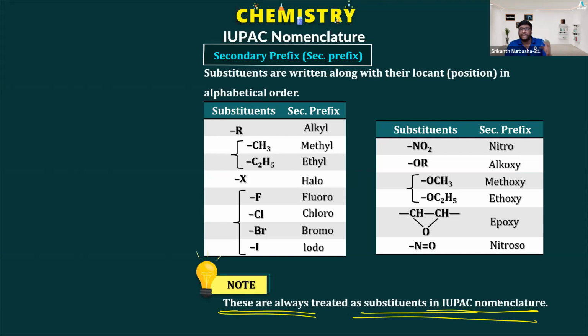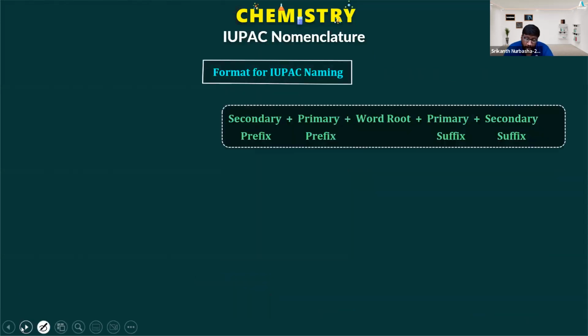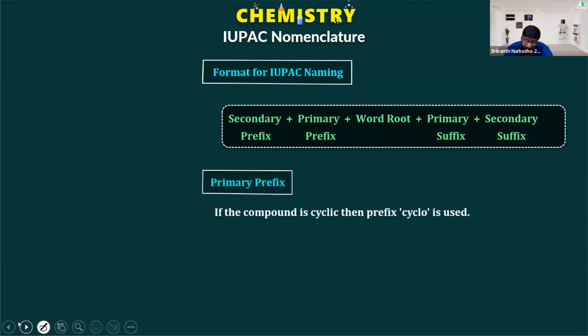But there are some functional groups which are also treated as substituents. If in the molecule we have more than one functional group, then one is the principal functional group, and the other is the substituent. So if these groups are there, they are always substituents. Format for IUPAC naming: secondary prefix, primary prefix, word root, primary suffix, and secondary suffix. Secondary prefix means the substituent names we have given earlier. Primary prefix means if the compound is cyclic, then you have to use the prefix cyclo.